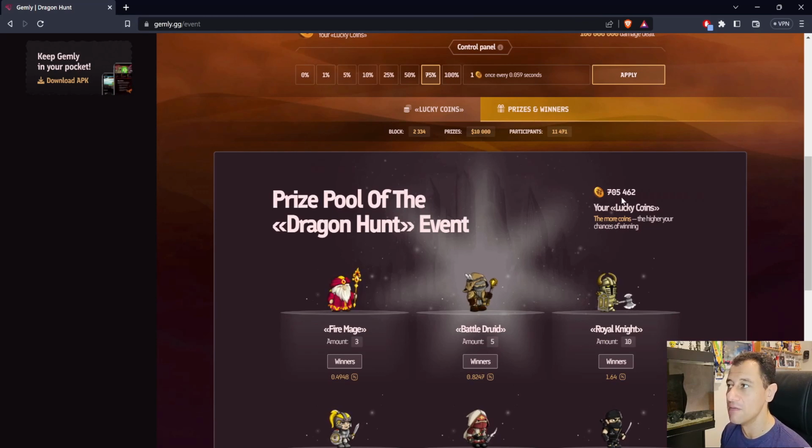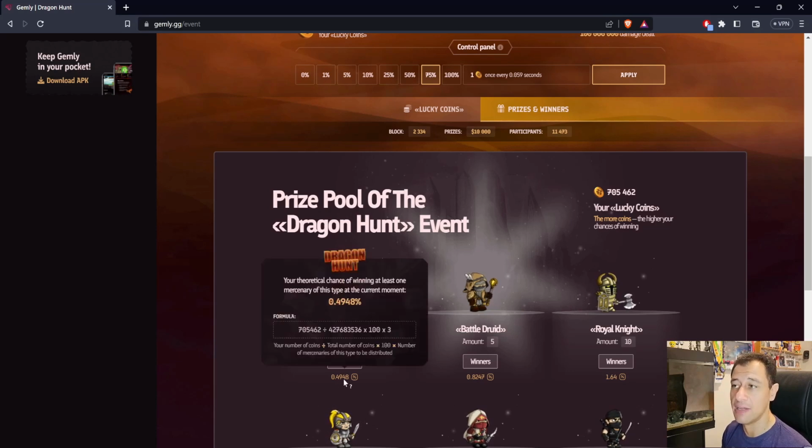So now I've got 705,000, okay? Prize pool of the Dragon Hunt event is as follows. So for me to be able to get this mercenary right here, the Fire Mage, there are three of them available. I've got a 0.49% chance that I'll get them. It actually gives you the formula there if you hover over it, and it tells you that it's your number of coins divided by the total number of coins times 100 times the number of mercenaries of this type to be distributed, which in this case is 3, and there you will get your percentage, your share, the chance of you actually being able to get that, okay.